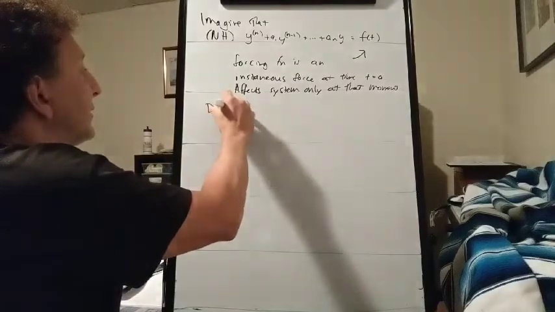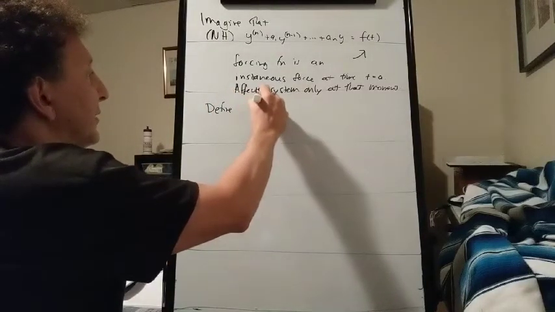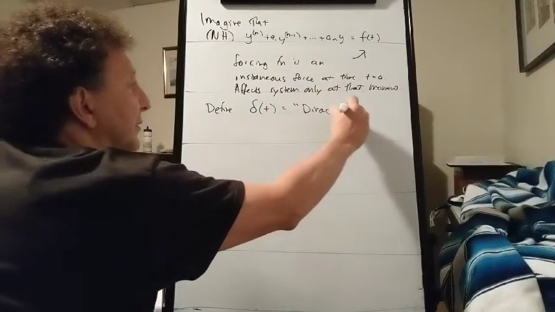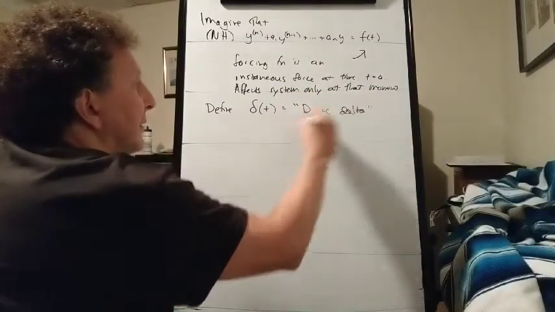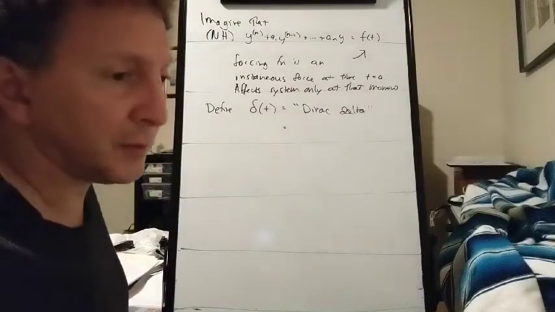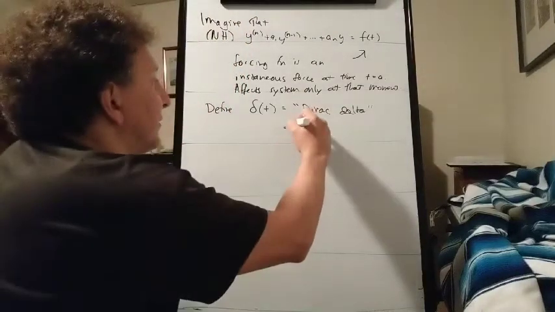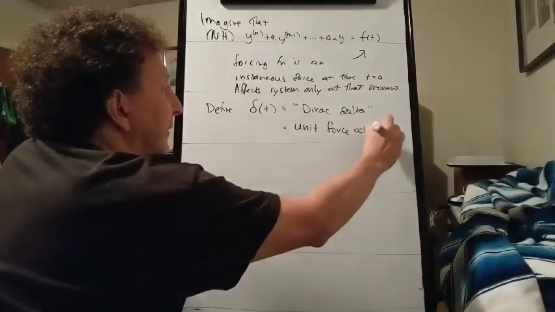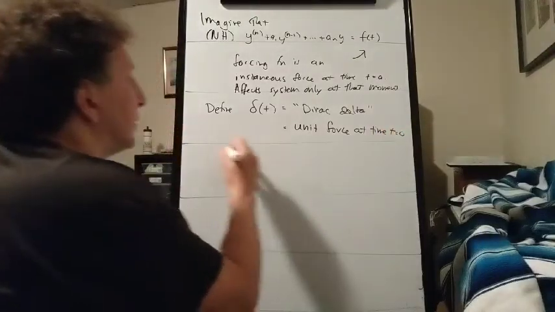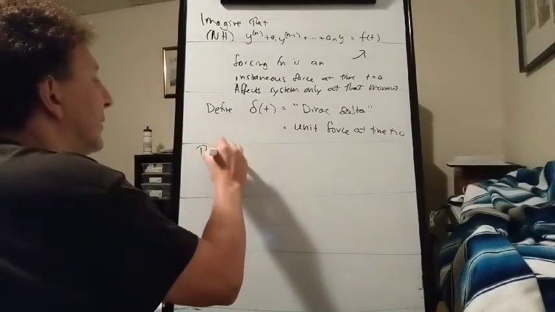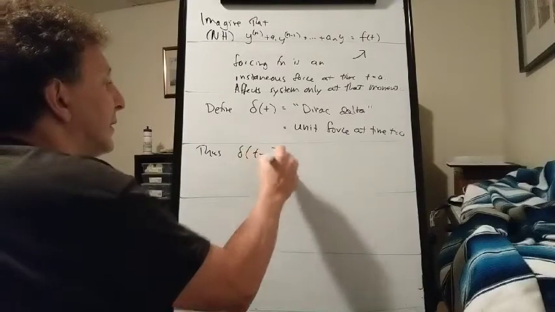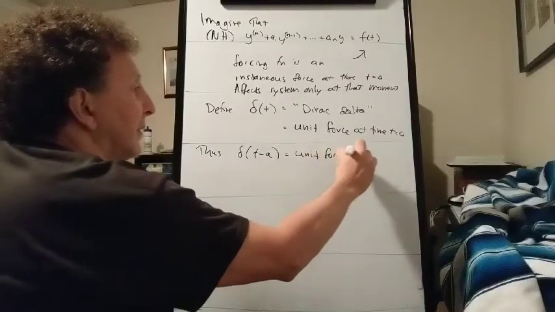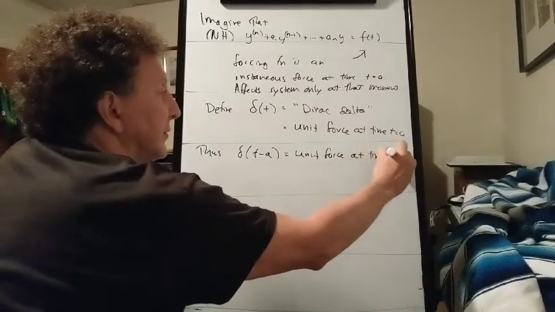So we're going to write this function. First of all, let's define delta of t, called the Dirac delta, to be a unit force at time t equals 0. So that means that delta of t minus a equals a unit force at time t equals a.